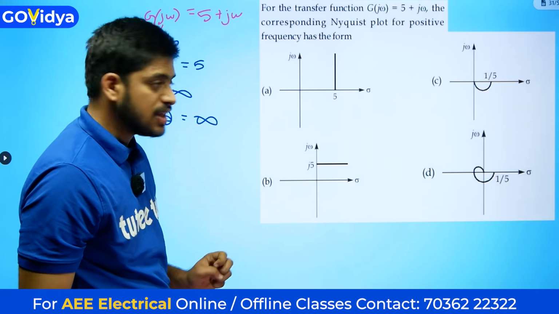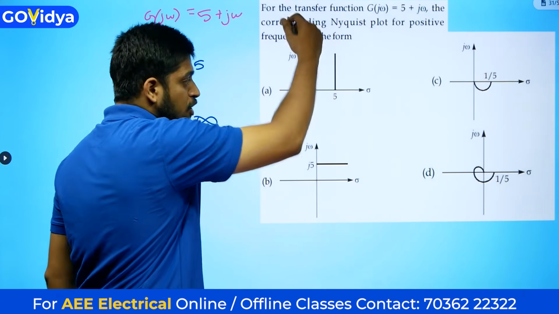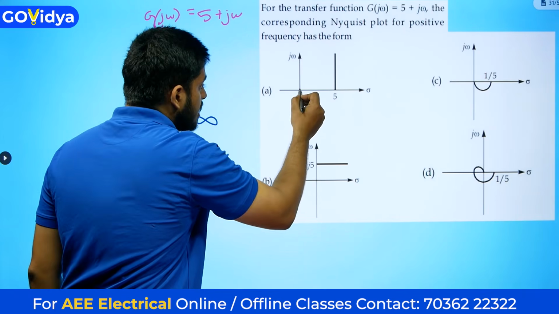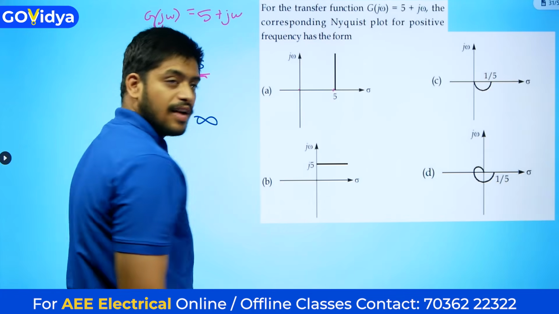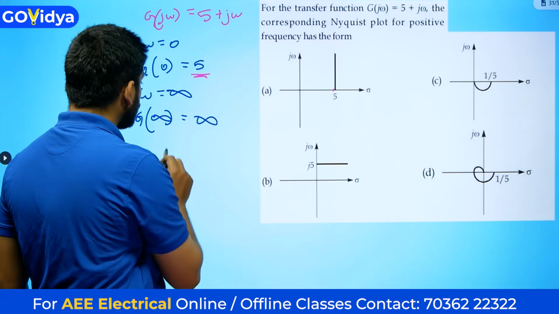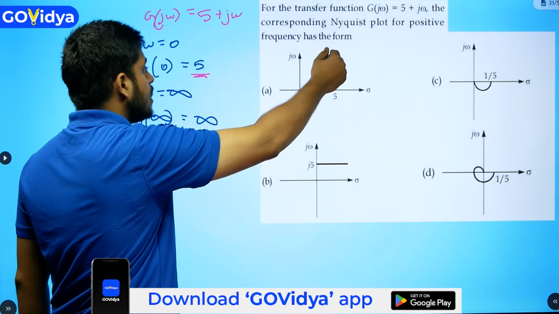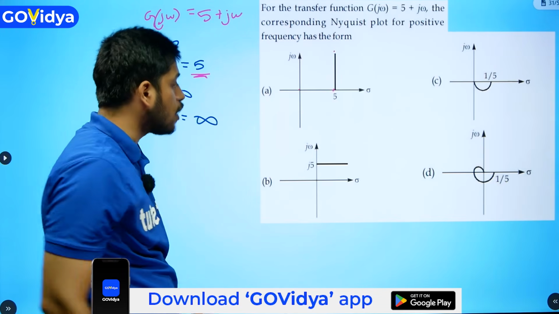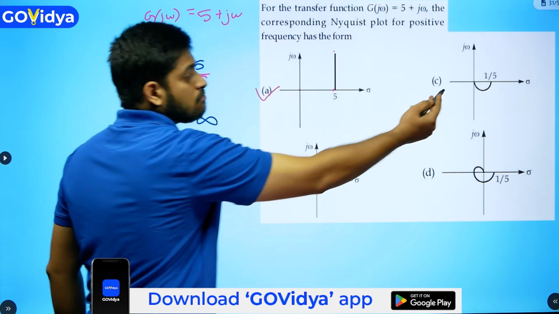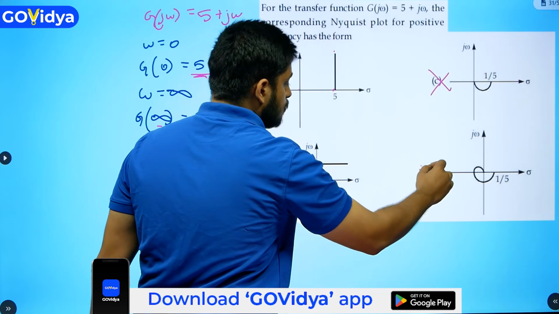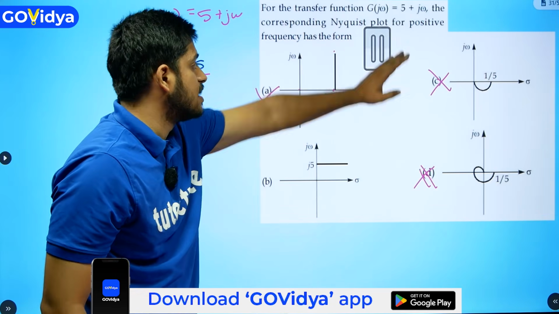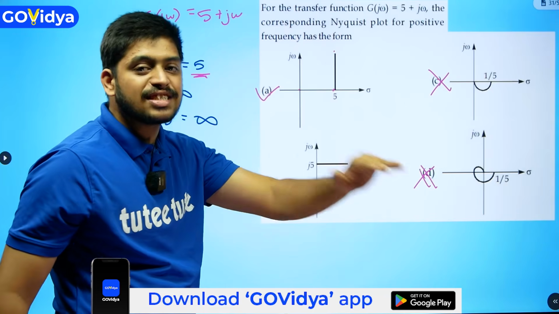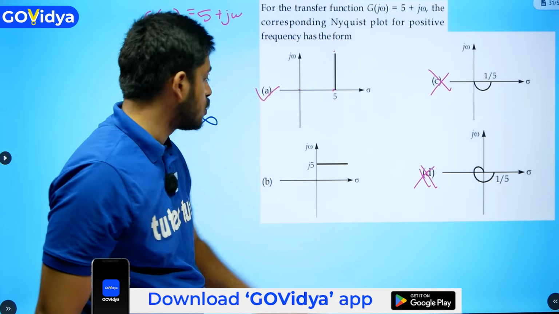Let us see from the options. When this is my omega plot, when omega is 0, my value is 5. When my omega is infinity, somewhere there, it is going to infinity. So this would be one of the possible options. There is nothing to do with these other options, because this is a simple equation with no poles. Only zeros are existing in this, so we are going to get a straight line only, nothing more than that.